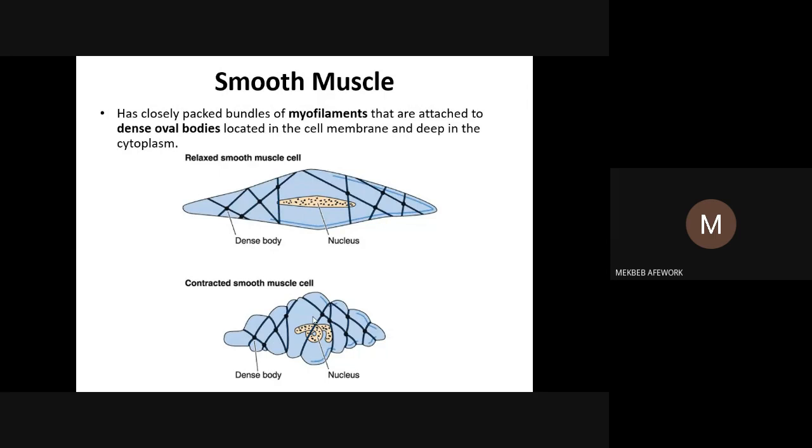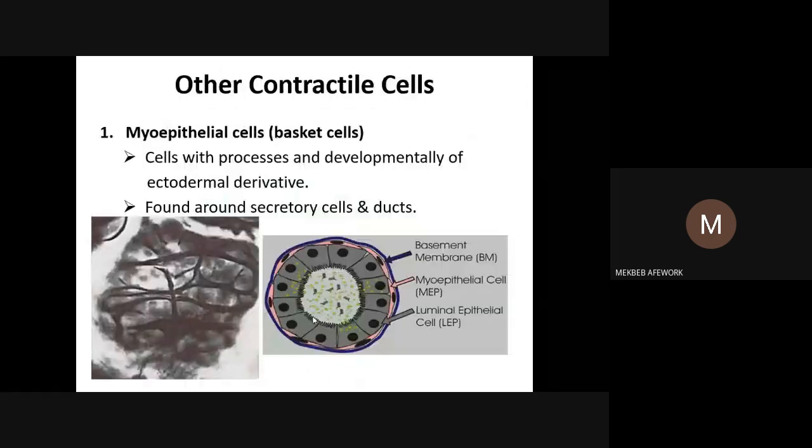I will send you the PowerPoint at the end, and you have to enrich the discussion. Then, saying this, there are also other cells that are able to contract. This includes myoepithelial cells, which are developmentally epithelial, but they are contractile. They are found in some glandular tissues, like here.